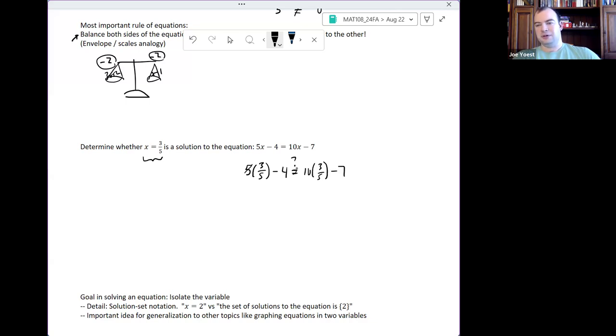But this 5 over 5 divides out. I get 3 minus 4, which is -1, on the left side. Is that equal to what's on the right side? 10 over 5, the 5 divides out and leaves me with a factor of 2. 2 times 3 is 6, minus 7, -1. So yes, it is a solution. We can say that x equals 3/5 is a solution to this equation.